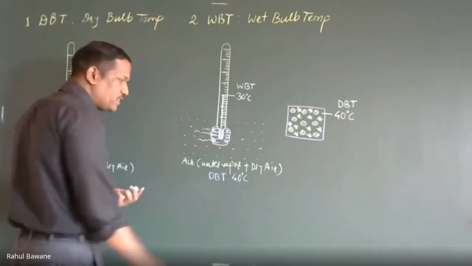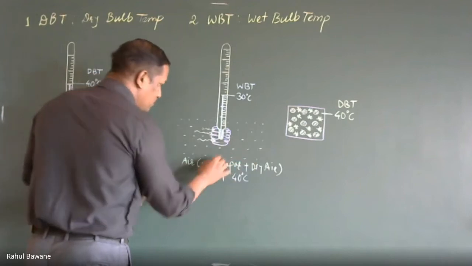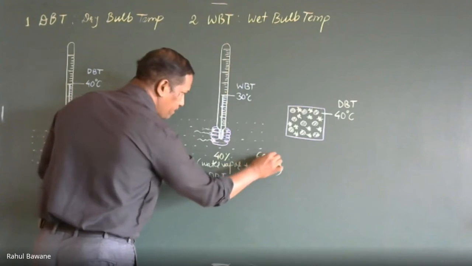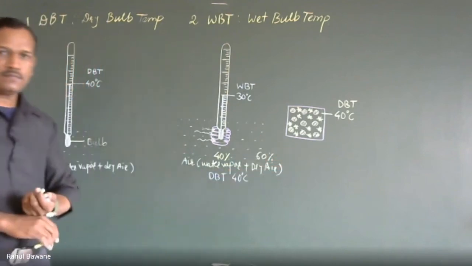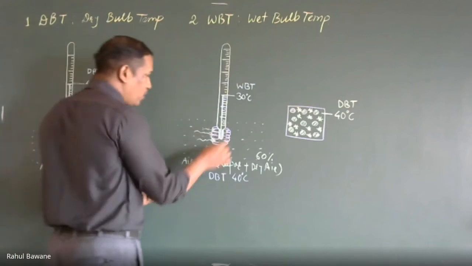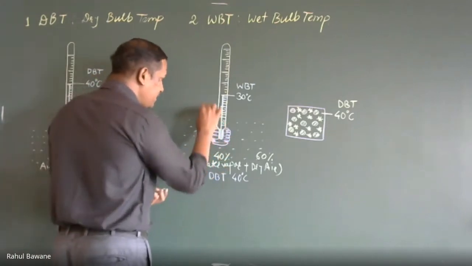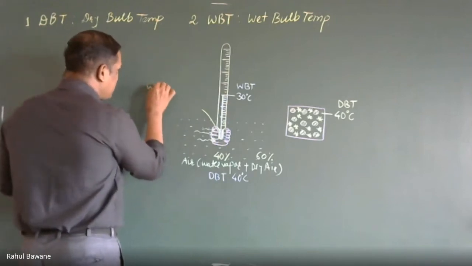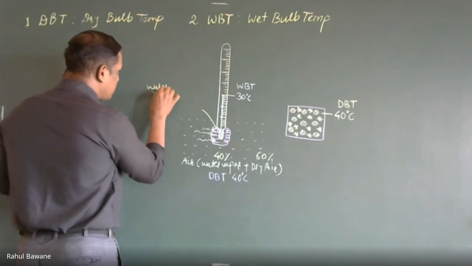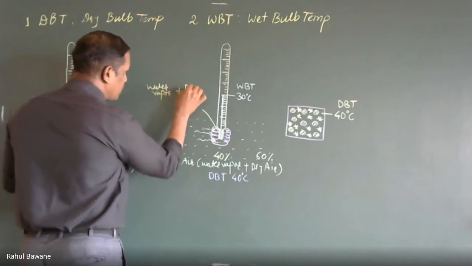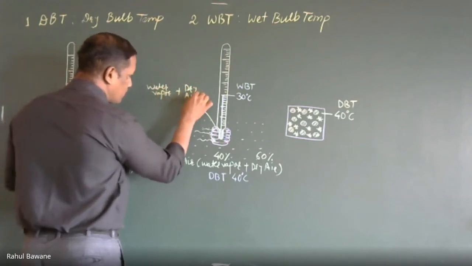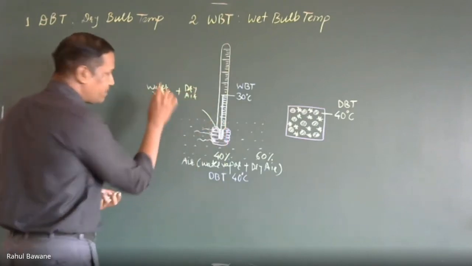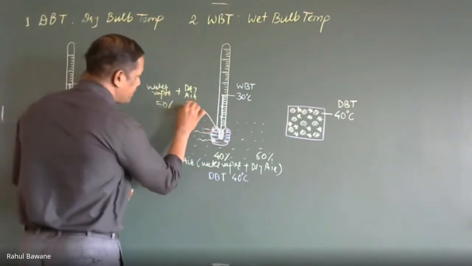Suppose this air is a mixture of water vapors. Suppose water vapors is 40% and 60% is dry air. Due to this wet cloth, the air comes in actual contact with this bulb having the water vapors. Now the 40% gets increased to 50% due to addition of moisture, and dry air remains 50%.